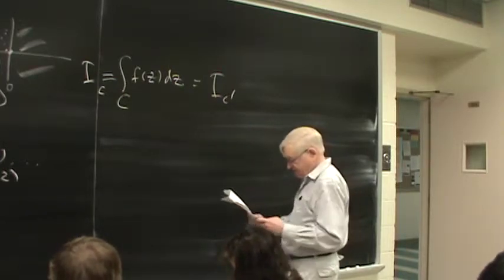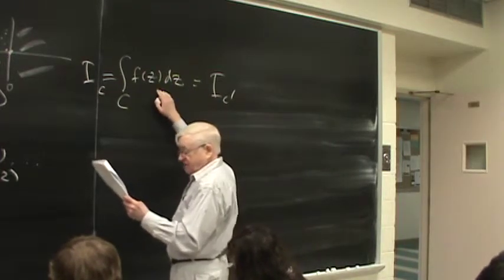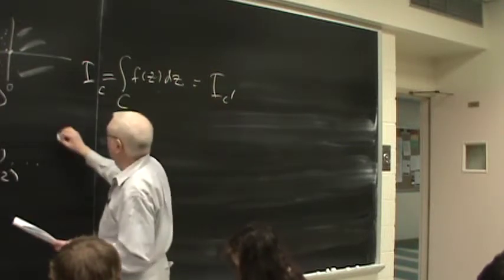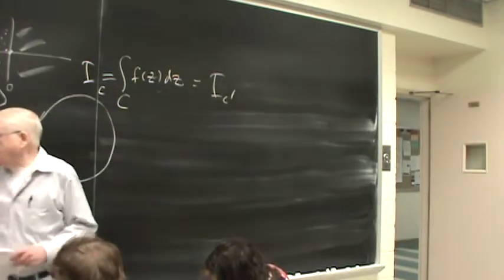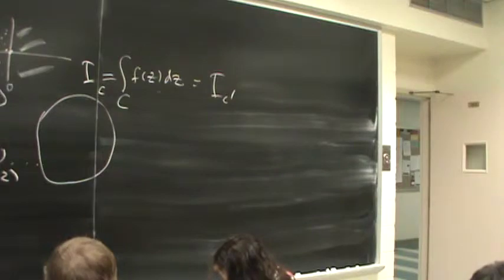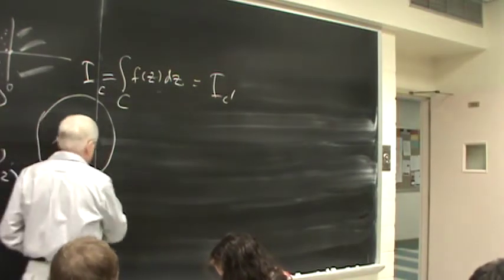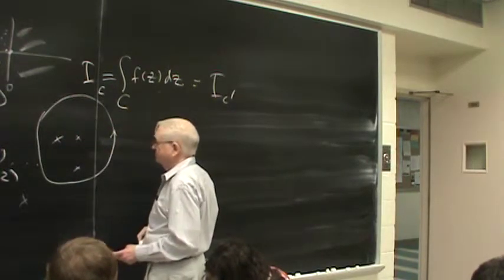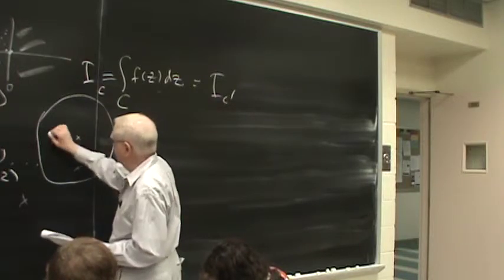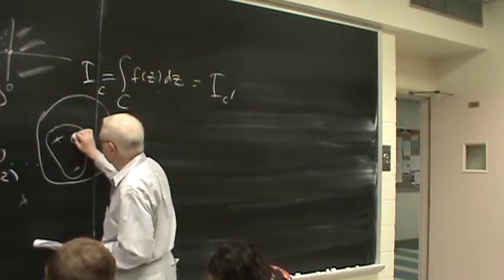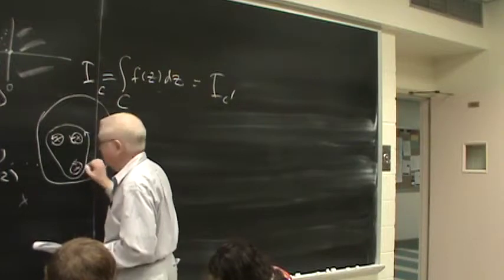So if we're considering an integral along some counterclockwise contour, suppose this is the contour, and we've got some singularities here and there and there and there, say. Then we can shrink it, and it's the same thing as that integral. In fact, it's even the same thing as this integral plus this integral plus this integral.